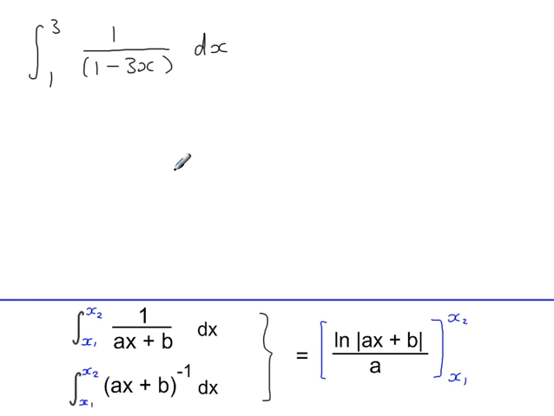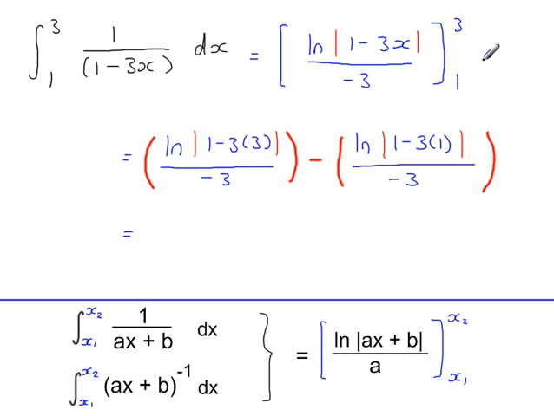Integrating 1 over 1 minus 3x. So we have ln, using the modulus notation this time, so 1 minus 3x. So that's the numerator here, this part of the formula. And we're going to divide by the coefficient of x. So dividing by the coefficient of x, which is -3, square brackets, and the limits.